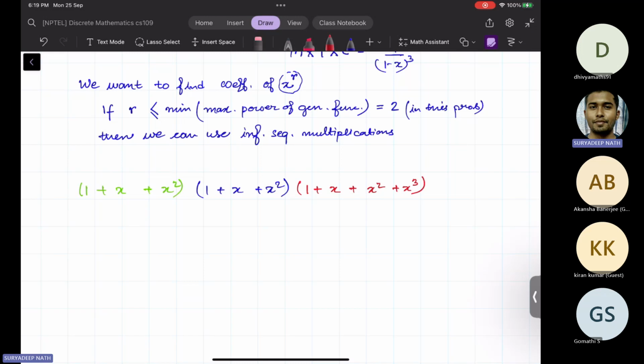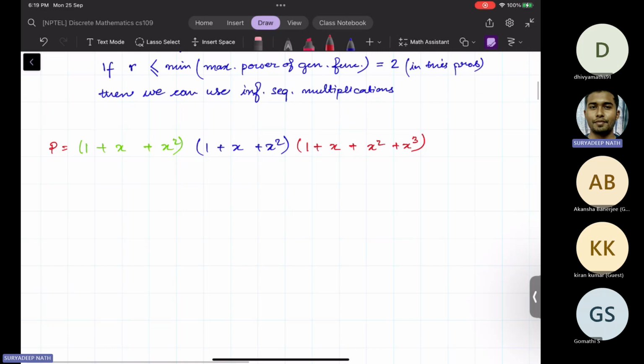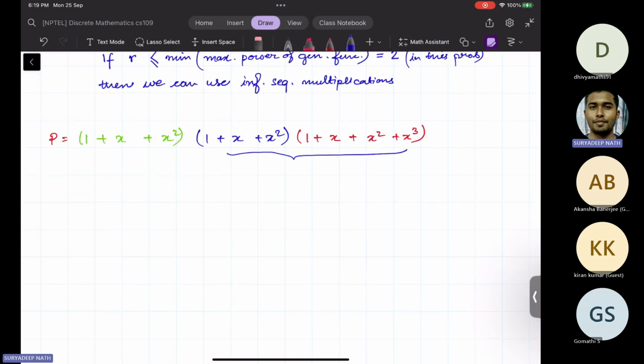Now how to find the product of this? We want to find the coefficients of the product. Let us call this P. So let us consider the first two polynomials at a time. The trick is to write it down like this. You consider the bigger polynomial, that is the red one, which has powers up to x to the power 3. And for the smaller one, you just add one dummy term, that is 0 times x to the power 3.